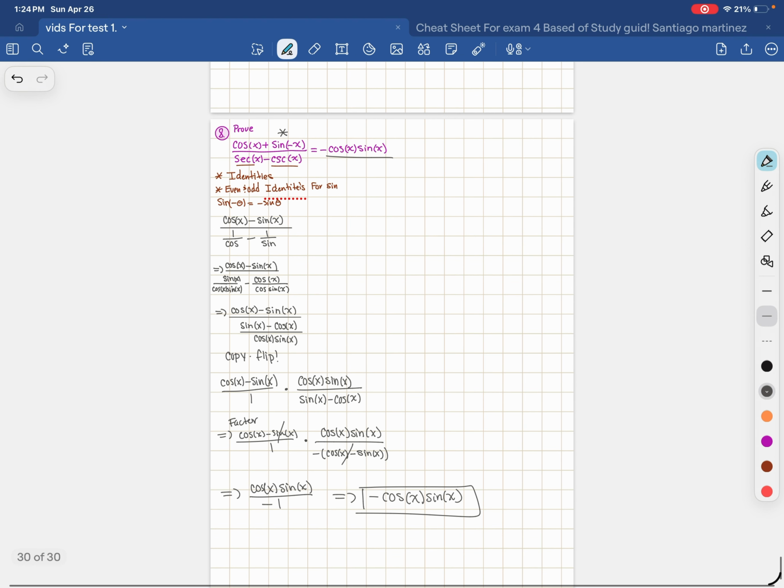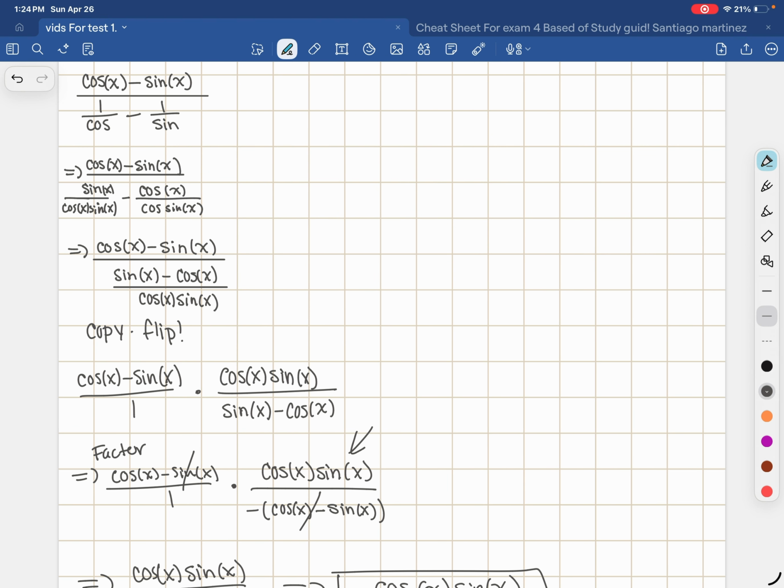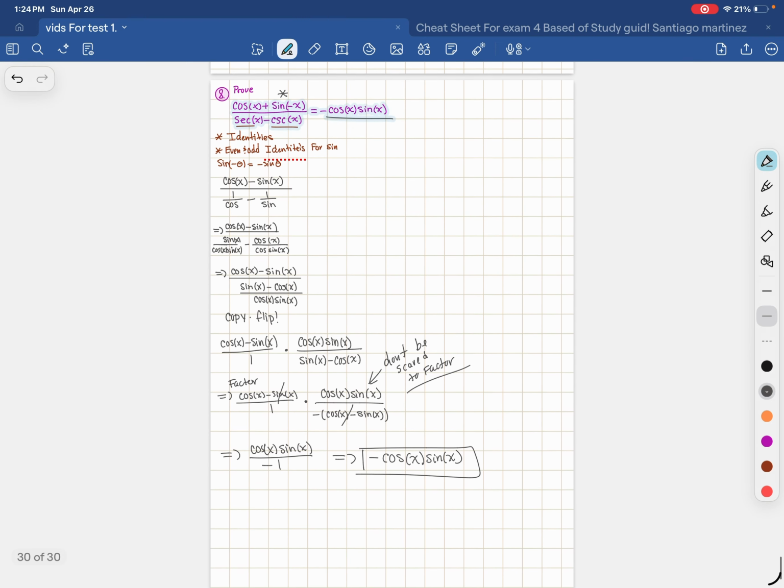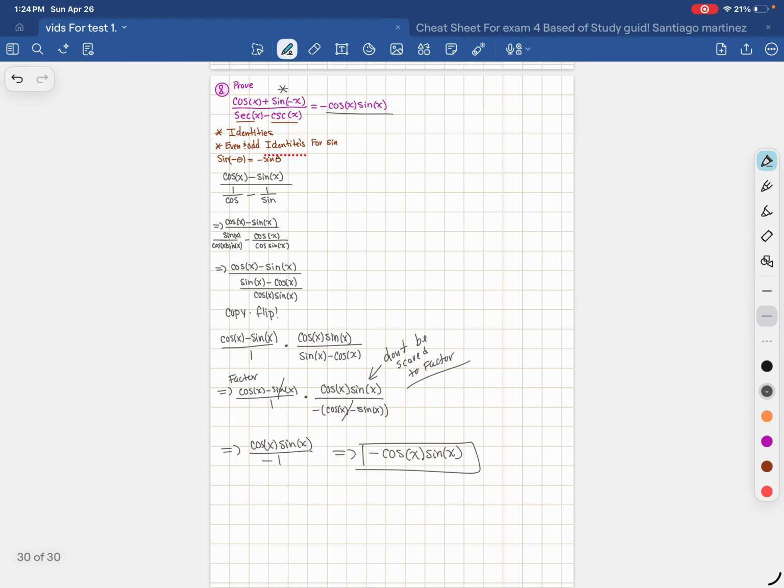And the biggest thing here, this part's tricky, is don't be scared to factor. I know it stumped me the first time I did this problem because I analyzed it from a point of like, oh, I can't factor when I'm trying to cancel things out, when you really could. There's nothing saying that you can't. So you just got to make sure you know the algebra behind it. So yeah, that's how you do problem 8. Thank you.